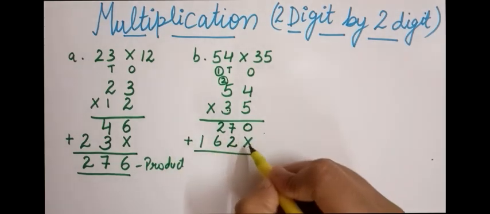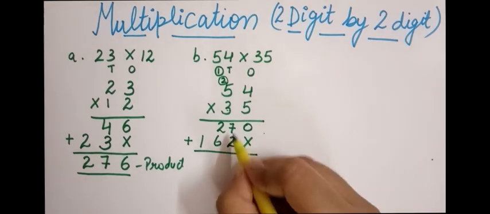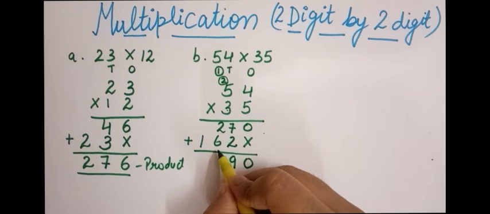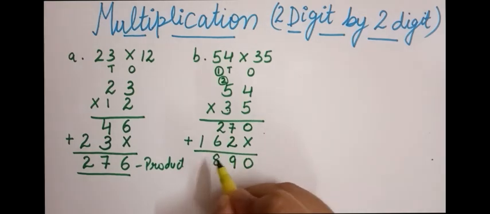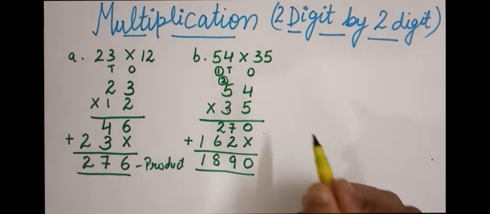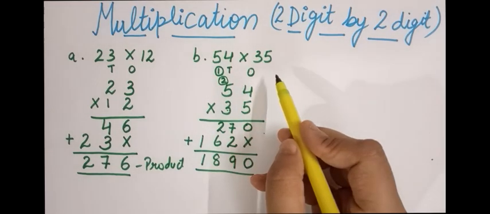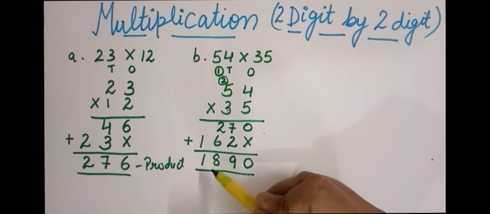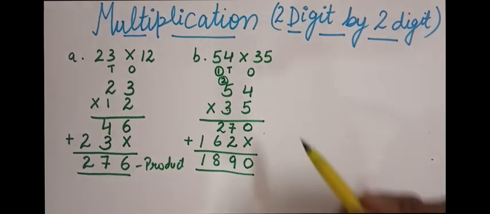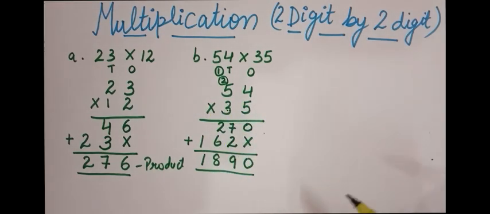So 0 plus 0 becomes 0. 7 plus 2 is 9. 2 plus 6 equals 8. And here it is 1. So the product of 54 multiplied by 35 is 1890. So this is how we will do the multiplication in questions in which carries are there.